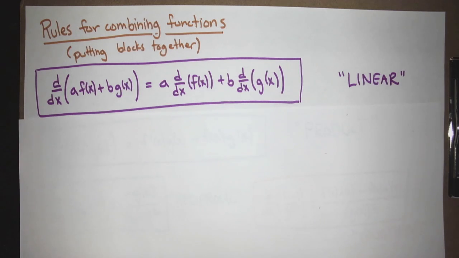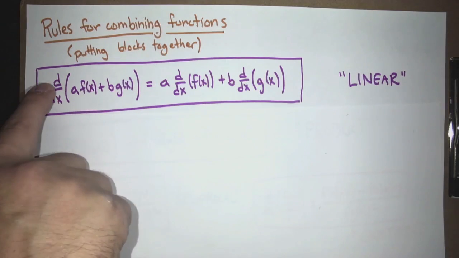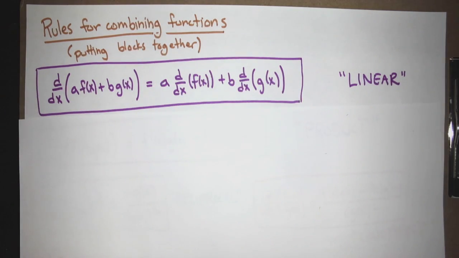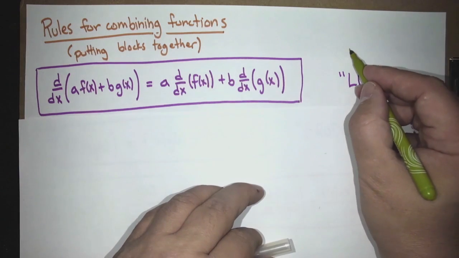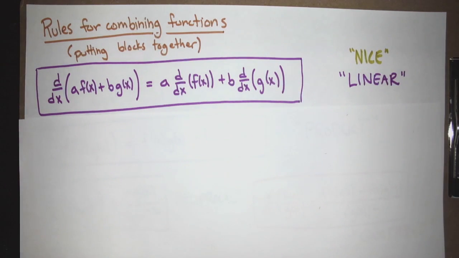Well, I can break up over the addition, and I can pull the constants out. Now, there's a technical term for this called linear. Linear is a shorthand way in mathematics to say nice. But really, the punchline here is if I have addition, I can break my problem up. Unfortunately for us, it only works for addition upstairs. It doesn't work for addition downstairs. But that's why we take Calc 2.